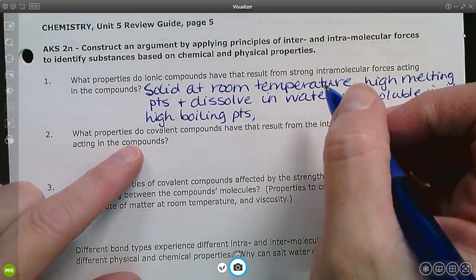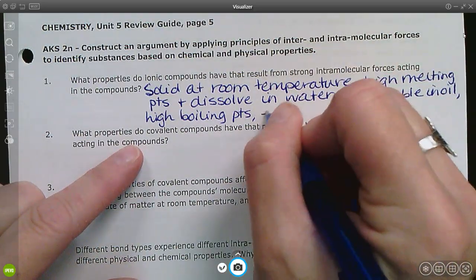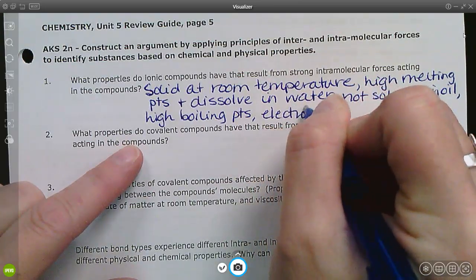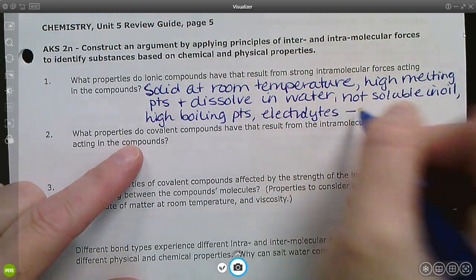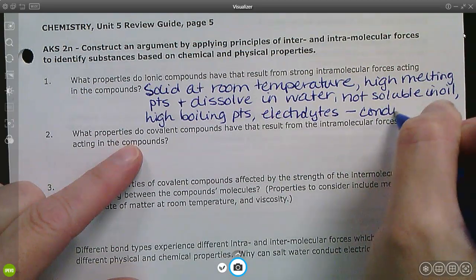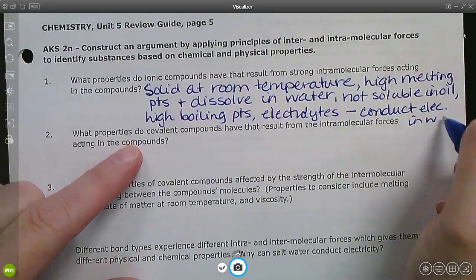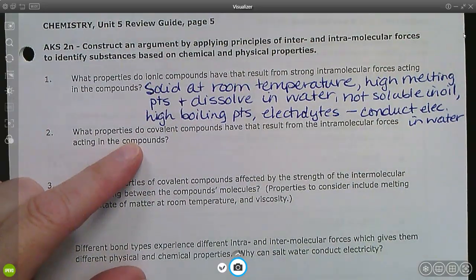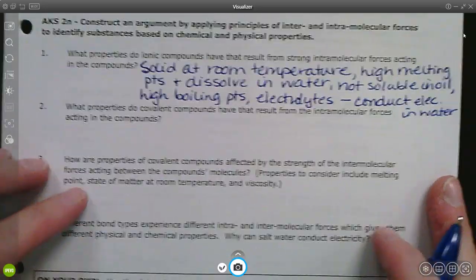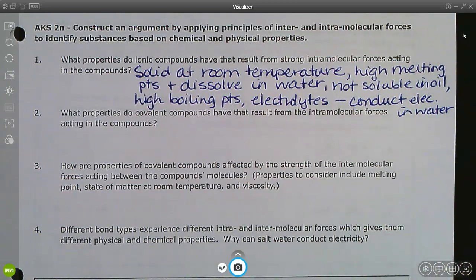And they are electrolytes, which means they conduct electricity in water. So when they dissolve, they will separate into their ions. And because you have ions, you have charges, and moving charge is what is electricity. So they conduct electricity in water.